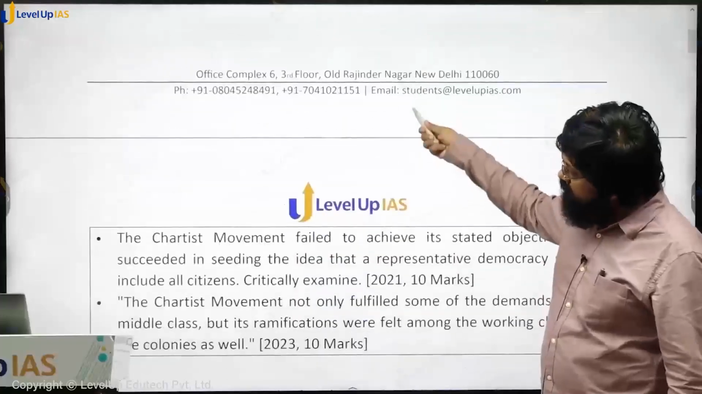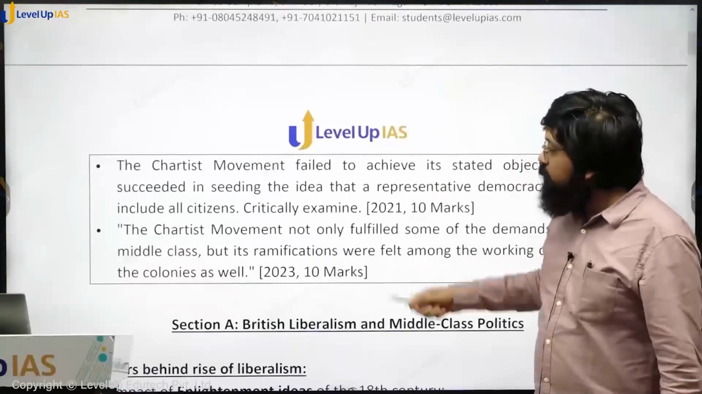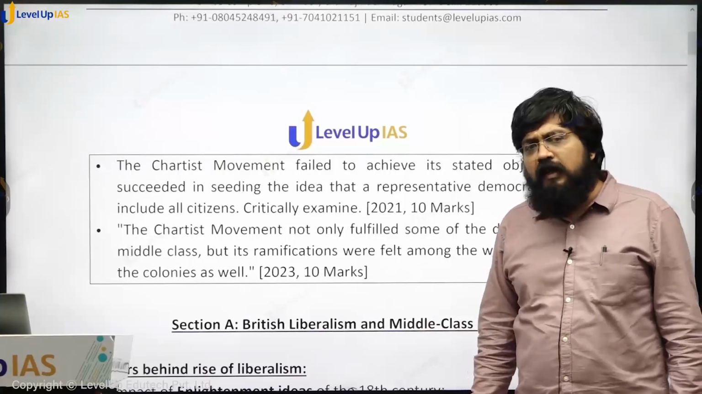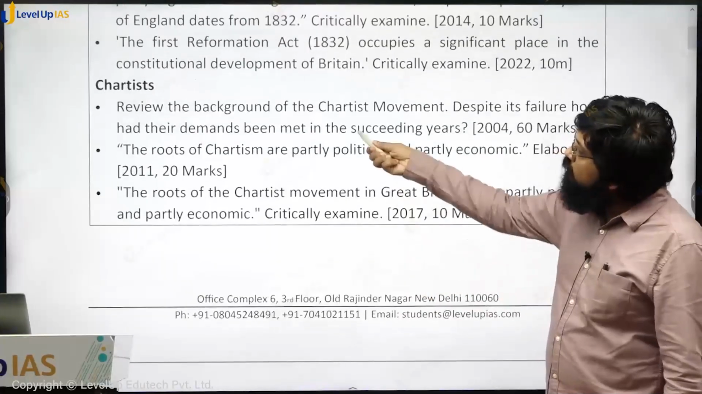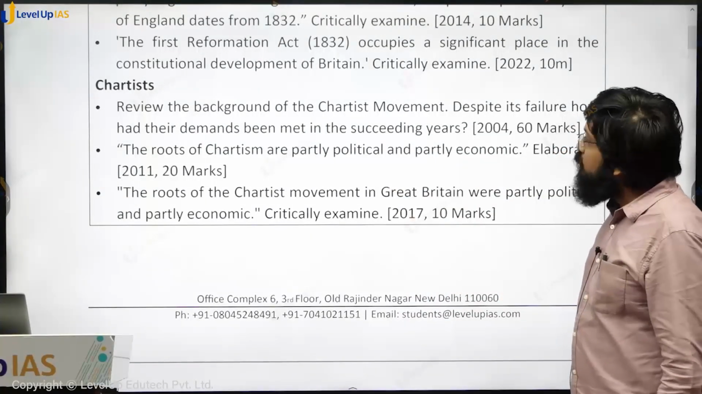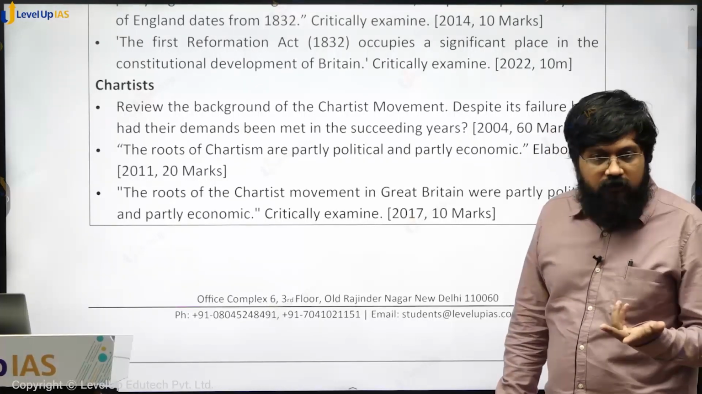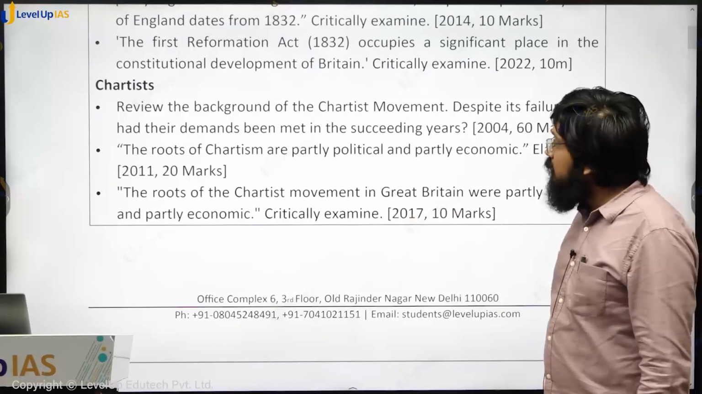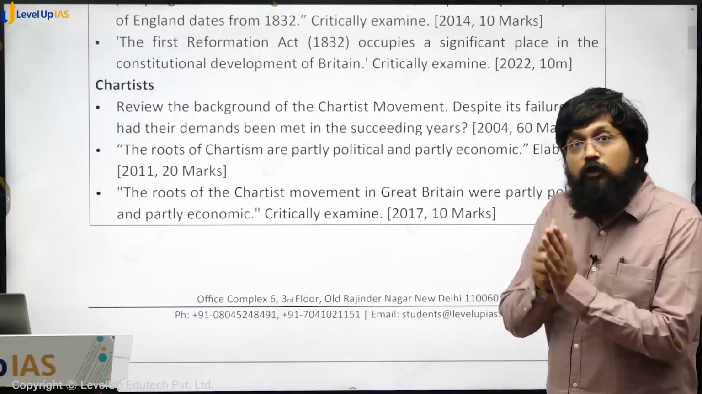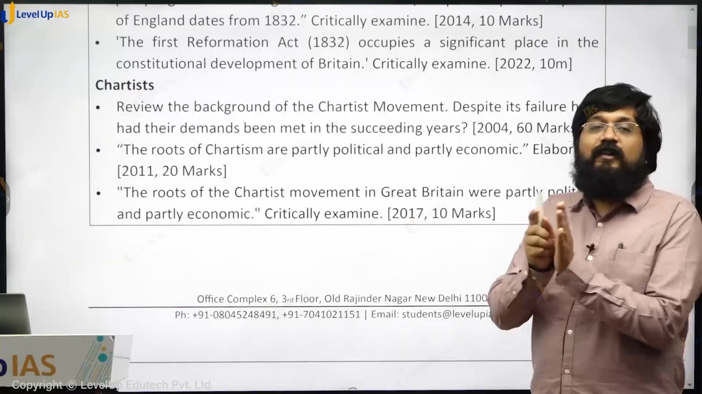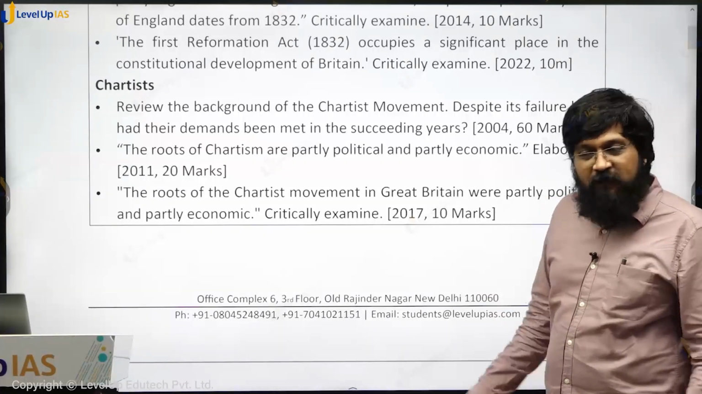Chartists. We have 1, 2, 3, 4, 5 questions on chartists, including 2023, which was again a kind of partly a difficult question. I'll be honest with you. Review the background of Chartist movement. Despite its failure, how had their demands been met in the succeeding years? So, simple question. The roots of Chartism are partly political and partly economic. Elaborate causes. And you should be able to differentiate political causes and economic causes. तब आंसर बनेगा इसका 20 मार्कर 10 मार्कर नहीं है, लेकिन मिक्स करके लिख दो कुछ भी फटाक.